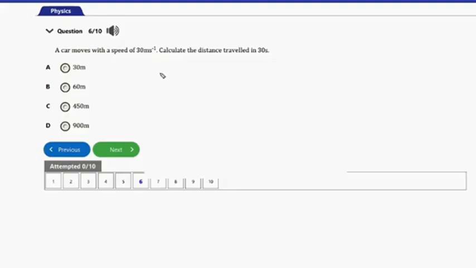So guys, if we use the formula u plus v over 2 times t, we'll have that s is equal to u plus v over 2 times t. Where u is 30, v is 30, and t is also 30. So that's 30 plus 30 over 2, that's 60 over 2, which is 30, then times 30. So 30 times 30 is 900 meters, and that's option Z here.